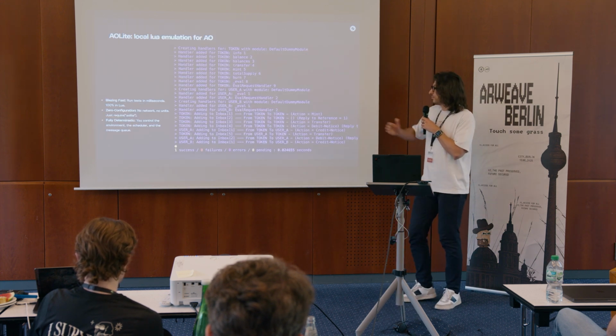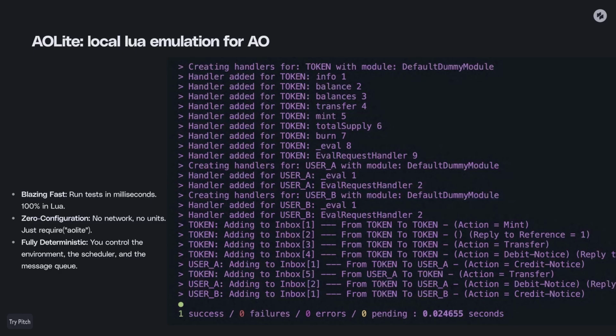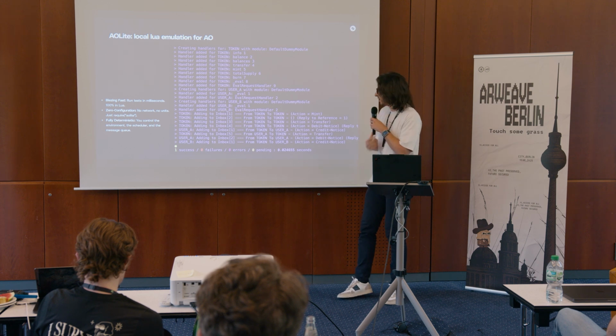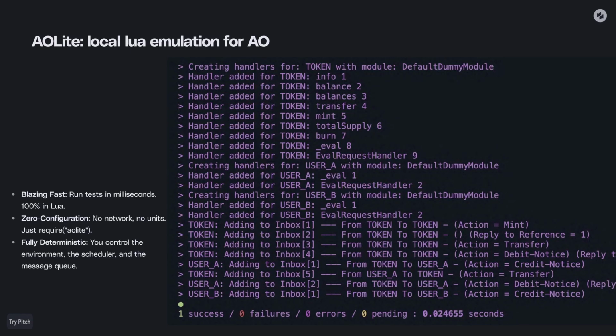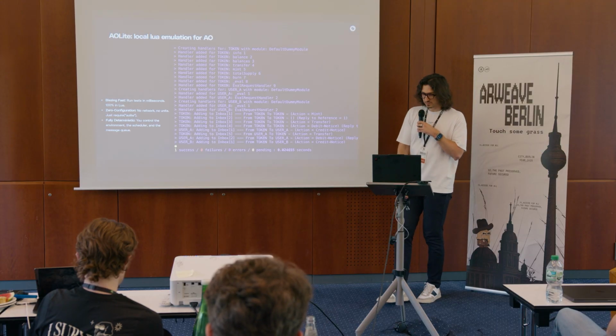Basically, if you print the log, every time you create a process, it will add all its handlers. Then you can create different kinds of users. You can evaluate code inside of the process. You can compare the state of the process to what you are expecting. And you can see all the logs of all the messages that are sent. So for example, here, we are minting some tokens. We are transferring them to someone. So we receive the debit notice, the credit notice, etc.